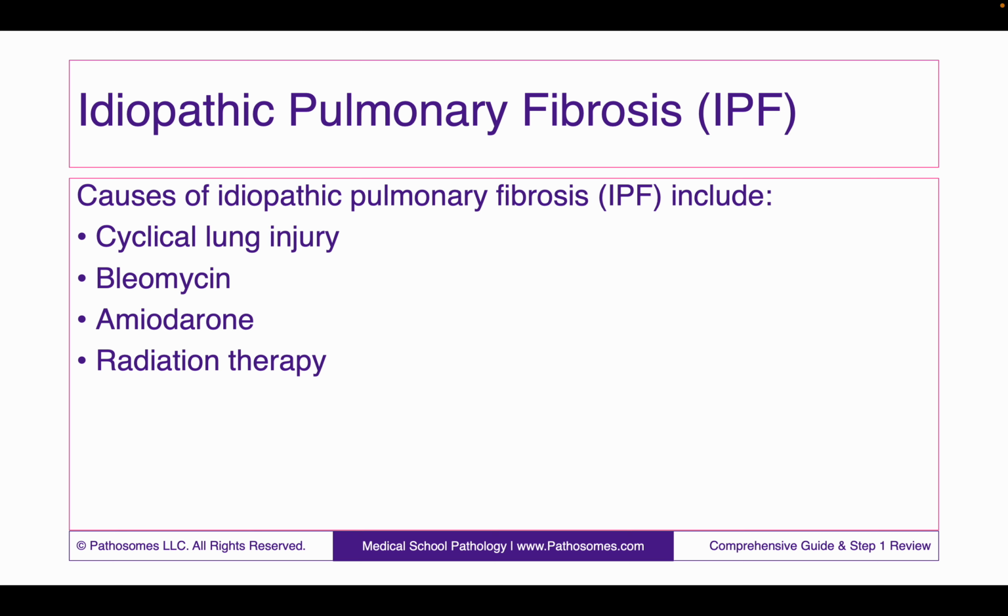Now, some potential causes of idiopathic pulmonary fibrosis include cyclical lung injury, chemotherapy such as bleomycin or amiodarone, or radiation therapy, right? So if you have a clinical vignette that says, X patient's a 49-year-old male with history of lung cancer, status post pneumonectomy, status post radiation therapy, and they're having breathing issues, you can think of a recurrence and you should have idiopathic pulmonary fibrosis on your differential somewhere.